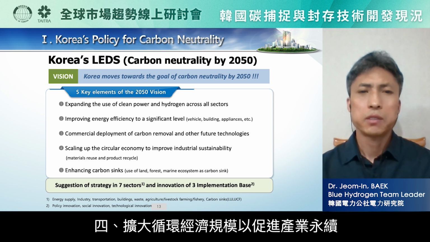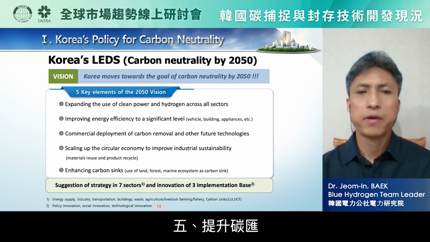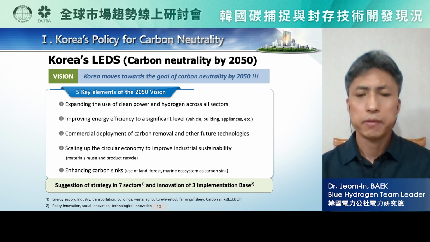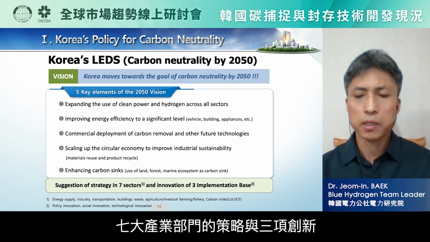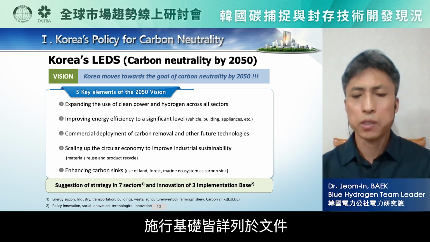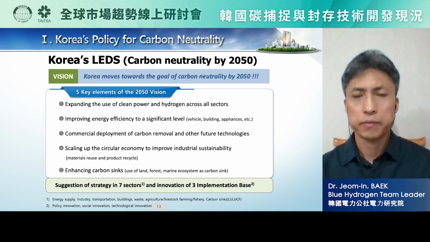Fourth, scaling up the circular economy to improve industrial sustainability. Fifth, enhancing carbon sinks. Strategies in 7 sectors and innovation of 3 implementation bases were established in detail.